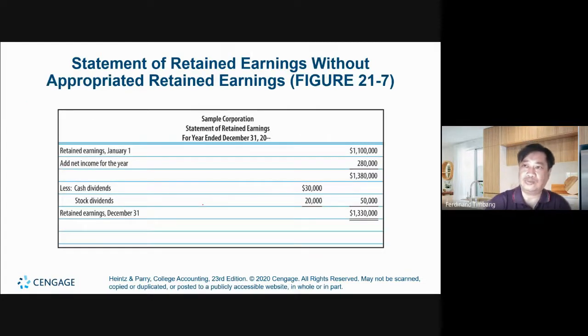Now, for the statement of the retained earnings, we can have, of course, yung heading natin, and then you have the retained earnings beginning, and then you have the net income for the year, so you add. So we have the total, and then for the payment of the dividends, so we have the cash and the stock dividends. So the total here is 50,000. So deduct this 50,000 from 1,380,000. So meaning the retained earnings now has a balance of 1,330,000. Okay, so that's the end of retained earnings.